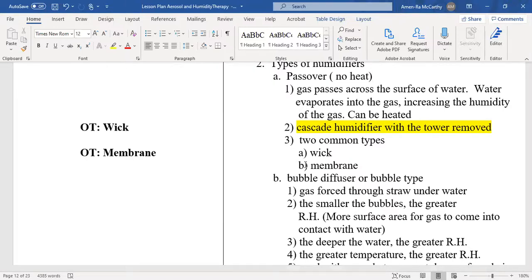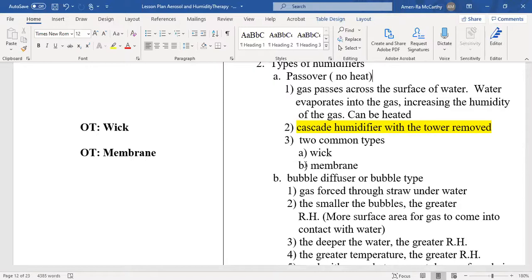The wick type is simply a passover humidifier that has two sticks that go down in it, like a wick from a candle. There's a wick down inside of it with paper on it, some type of paper material. As it sits in the water, the paper soaks up the water, like a tissue or a paper towel, into the two wicks. And as the gas passes across it, it picks up the moisture from the wicks. That's one type of passover, the wick type.